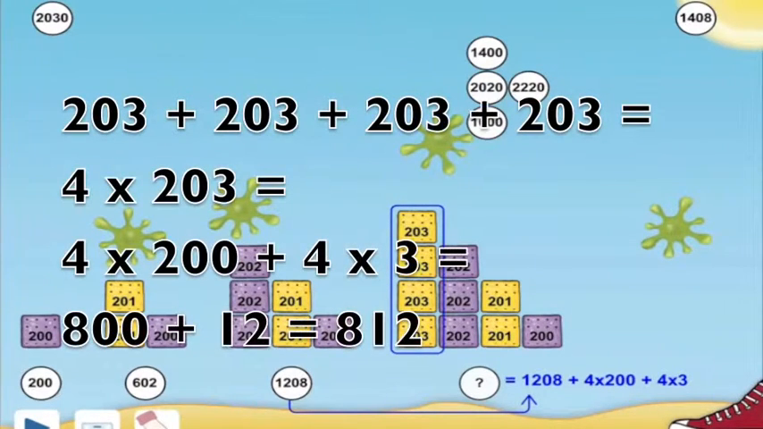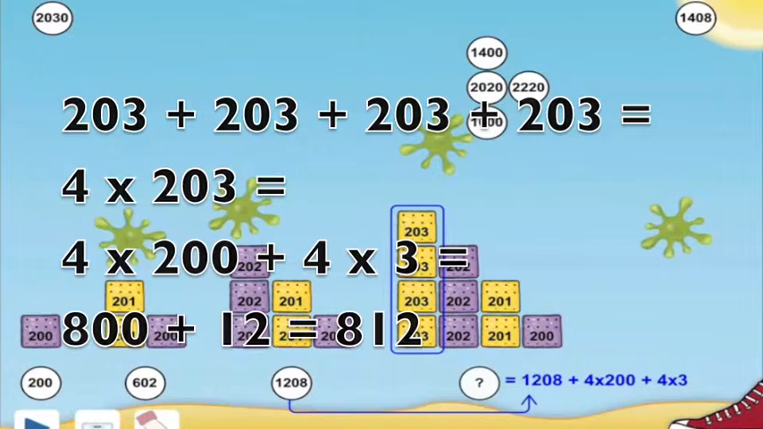We then have that 203 plus 203 plus 203 plus 203 is the same as 4 203s, or 4 times 203. And we're going to break that out in expanded form. 4 times 203 is the same as 4 times 200 plus 4 times 3. 4 times 200 is an easy operation. 4 200s is 800. 4 times 3 is 12. So our total is 812.